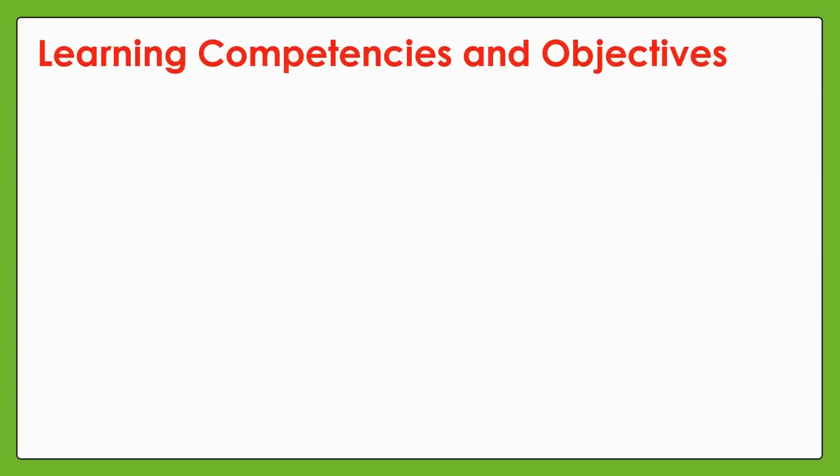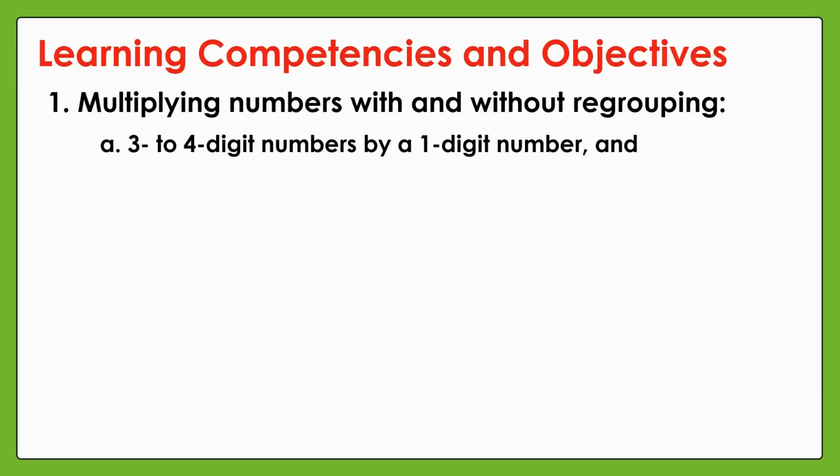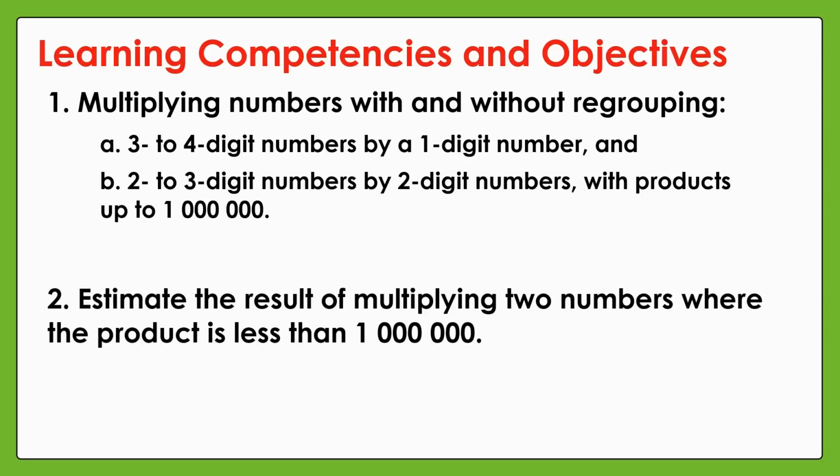Here are the learning competencies and objectives. Number 1, multiplying numbers with or without regrouping. A. 3 to 4-digit numbers by a 1-digit number, and B. 2 to 3-digit numbers by 2-digit numbers with products up to 1 million. Number 2, estimate the results of multiplying two numbers where the product is less than 1 million.